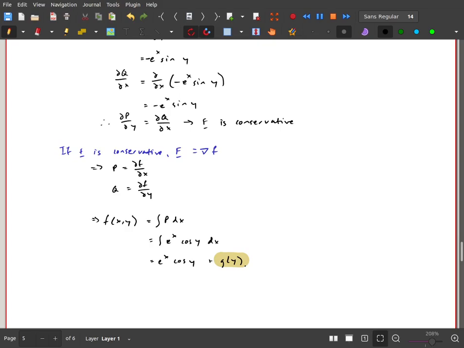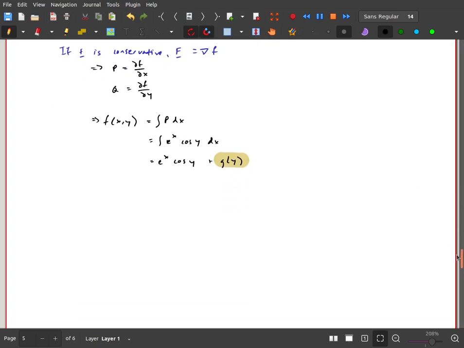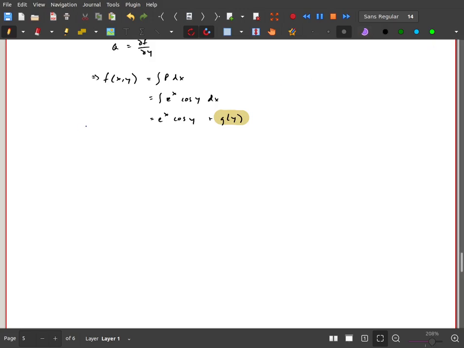Because when you take a partial derivative of terms that only depend on y, but take them with respect to x, those terms go away. They go to 0. So we need to find if there are those terms and what they are. So we need to find what g of y is. I'm going to scroll down a little bit more. Okay, so we need to find g of y, and we do this by taking the partial derivative of this answer.